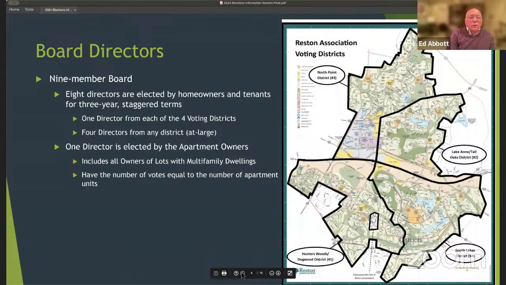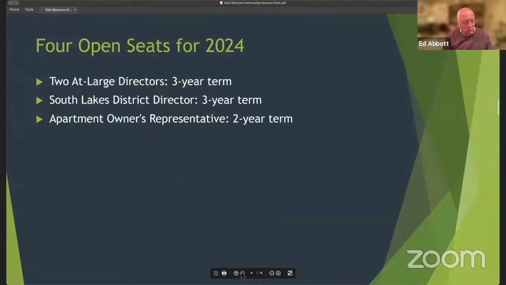The directors for the 4 voting districts have to be members of that district, meaning the person has to be from that district, and the other 4 directors can be from any district. Any questions on that? I guess we'll move on. This election, there are 4 open seats: 2 at-large directors for a 3-year term, the South Lakes director for a 3-year term, and the apartment owners representative. So that's pretty simple. Last election, we had, I think, 5 openings. Moving on to the next slide.